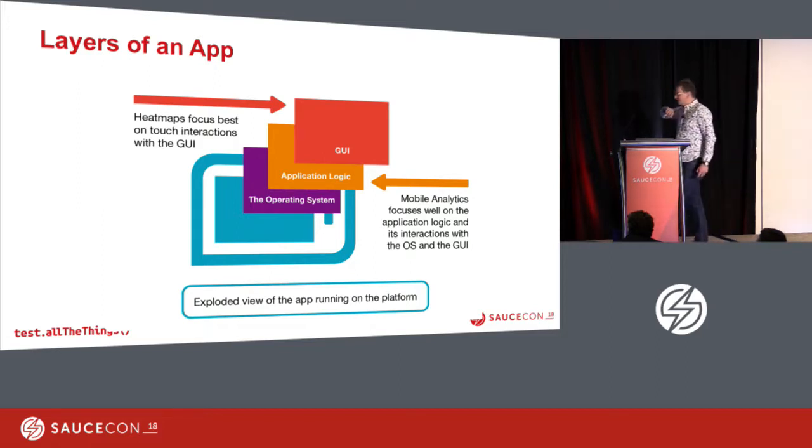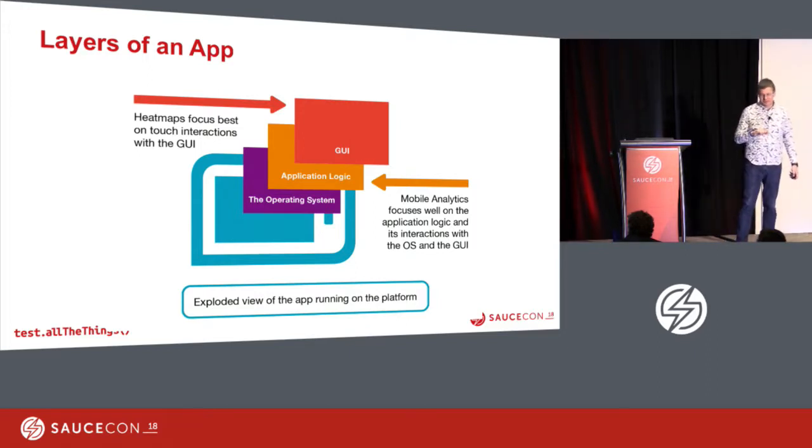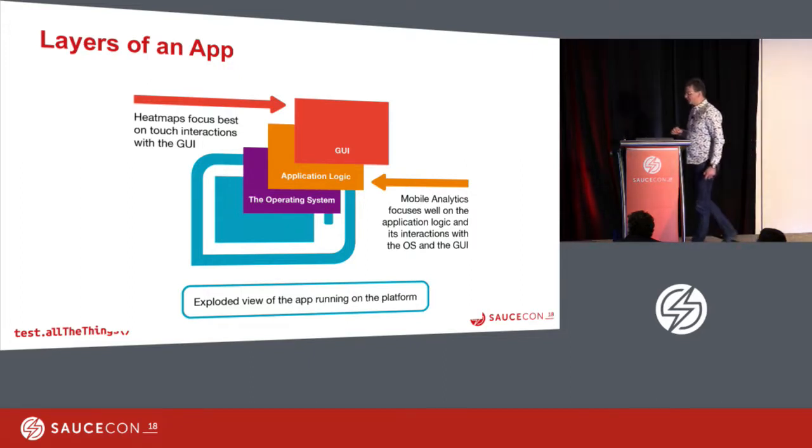Logically, I see a mobile application as 3 layers. We've got the user interface, the GUI. We've got the application logic, which makes your code special. And then we've got the operating system. The mobile analytics focuses very well on the application logic. So what makes Gmail special compared to anything else, for instance? What makes Facebook Messenger special compared to any other application? We get a little bit of information about the operating system, a little bit of information about the device, not much about what the user sees.